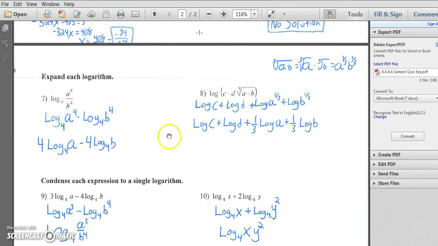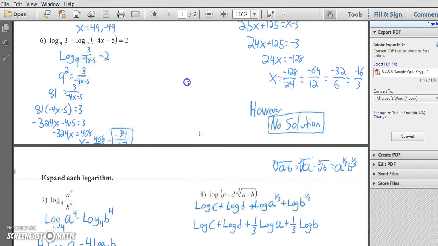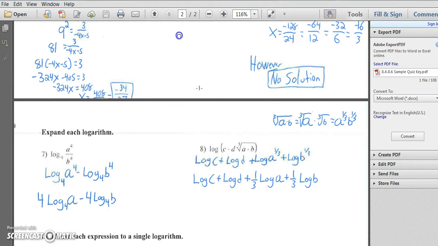Now expanding. All right, number 7 here. First and foremost, break it apart with the quotient property. Break it apart with the quotient property. Division becomes subtraction. This isn't done yet. Take your exponents, that 4 and that 4, and drop them out in front as coefficients, and you're done.